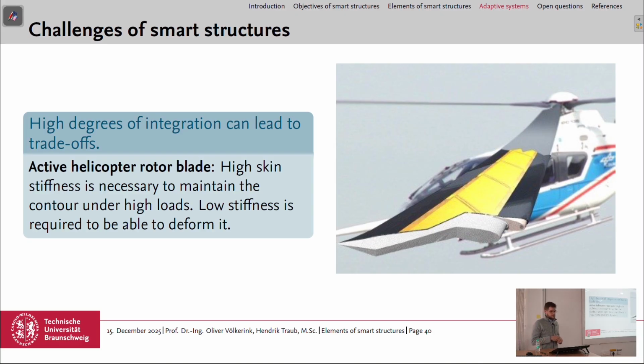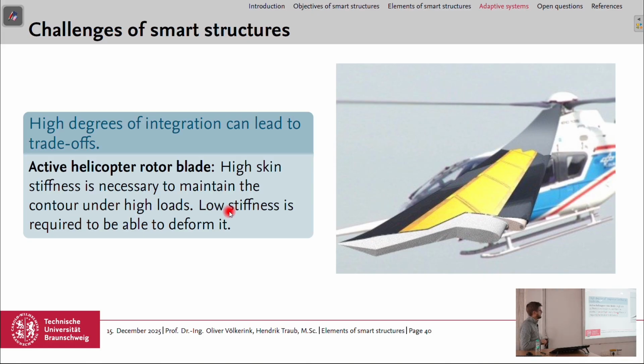So then I think the last learning goal was about the challenges or trade-offs in smart structures. And we can have a look at it at the example of the helicopter rotor blades, because you always need to have trade-offs when you have high degrees of integration. Because at the example of the active helicopter rotor blade, you need basically a high skin stiffness to bear the aerodynamic loads and to have a good structural system.